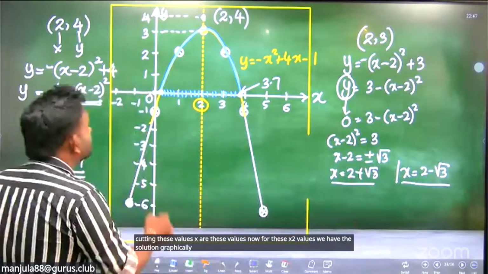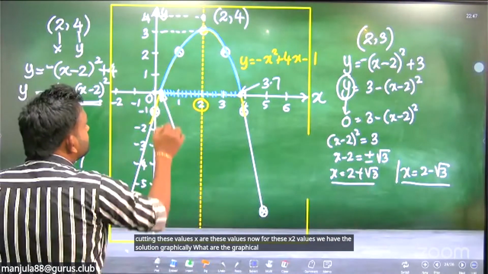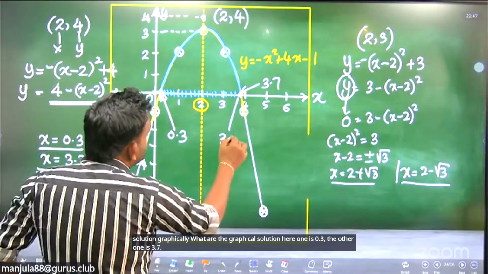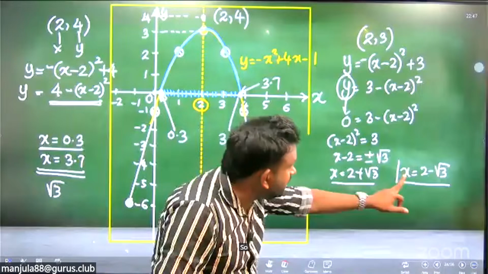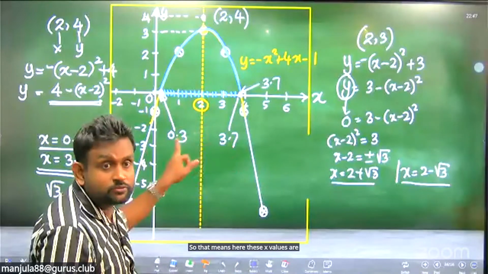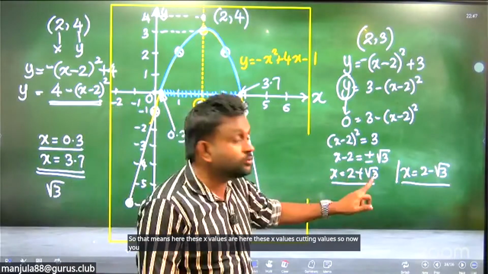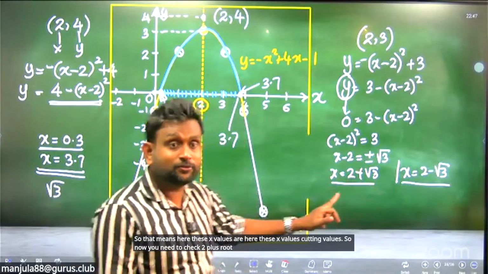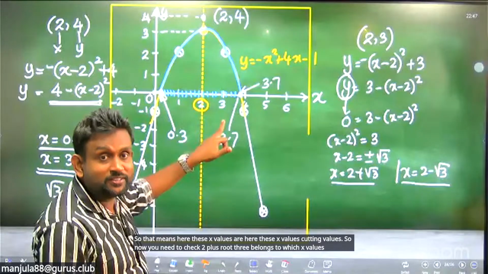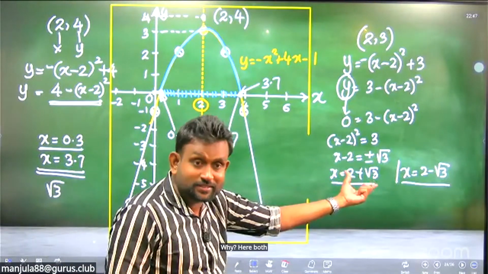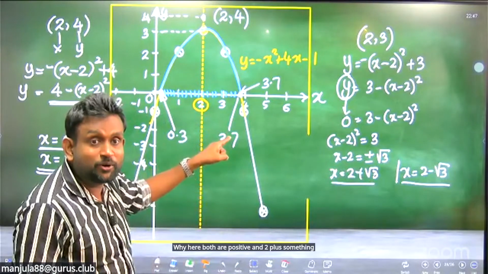For these two x values, we have the graphical solution. What is the graphical solution? One is 0.3, the other is 3.7. These x values are the cutting values. Now you need to check which x value 2 plus root 3 belongs to. This x value is 3.7, because both are positive and 2 plus something comes to 3.7.